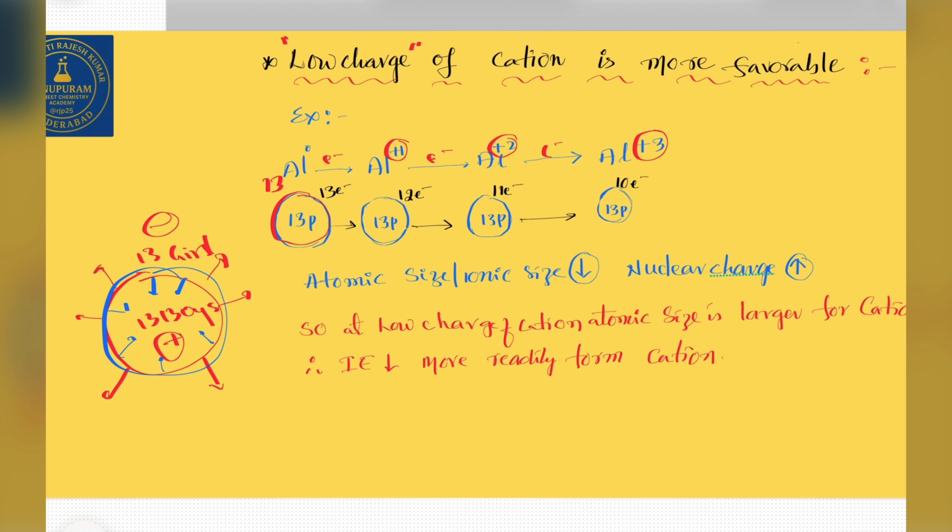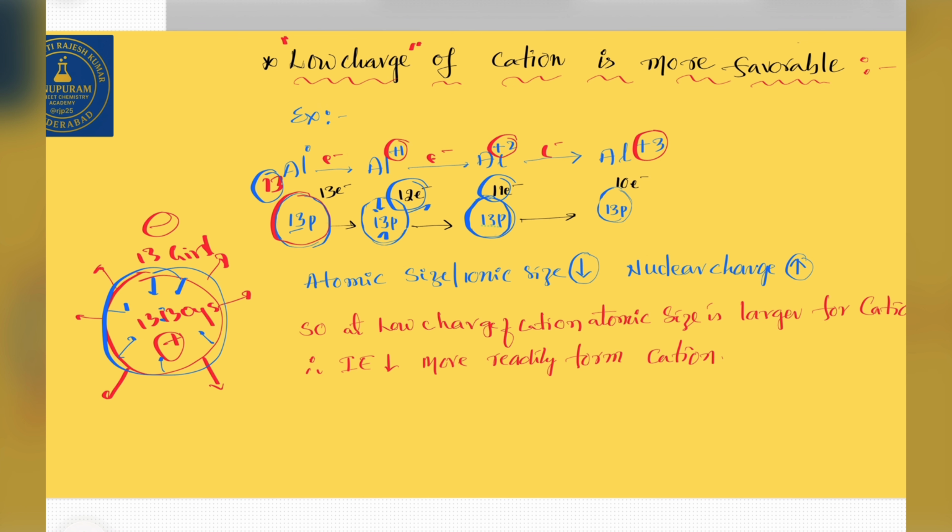See, inside 13 boys are there, outside 13 girls. Both are equal, so the size is not changed. When we remove an electron, one girl is reduced. Now only 12 girls are there and 13 boys. That means the force inside increases and the force outside decreases. Similarly, with removal of one more electron, 11 girls are there and the boys are constant.